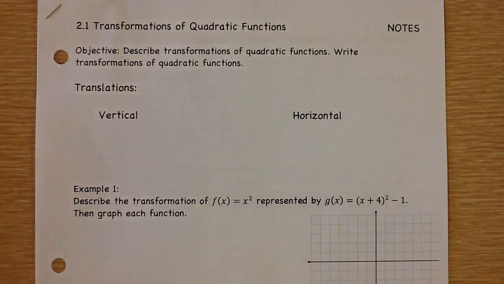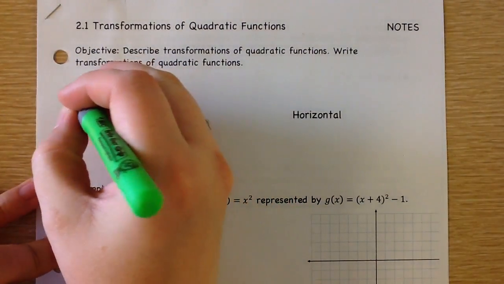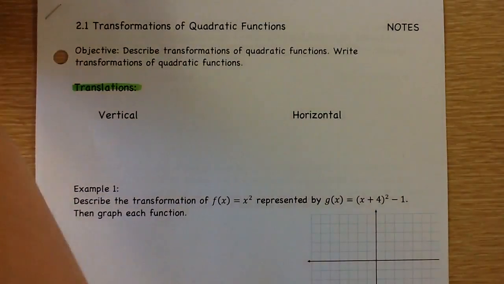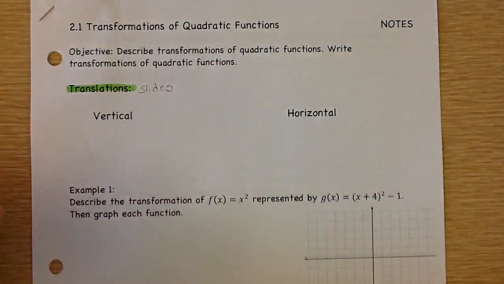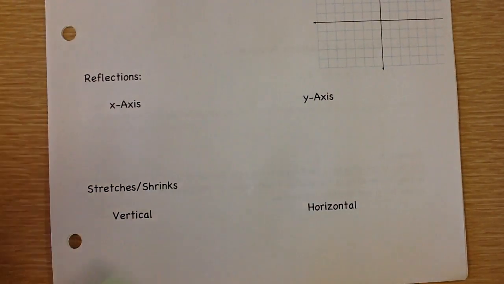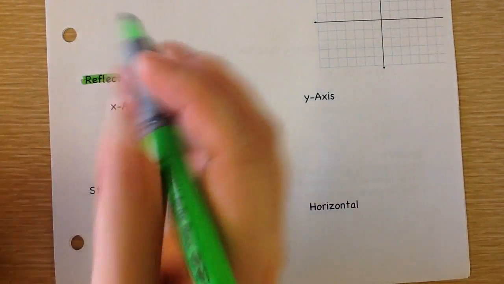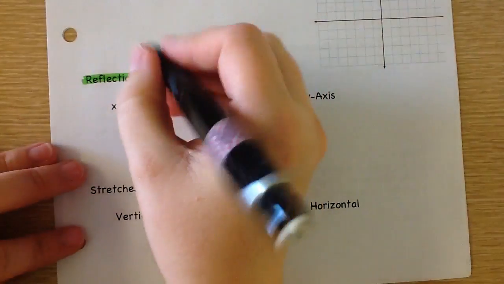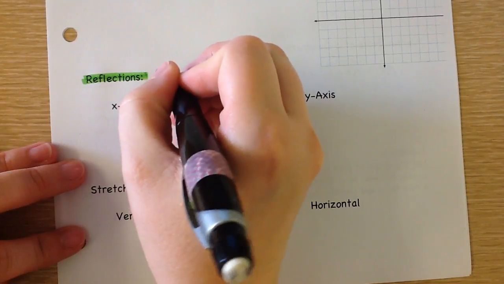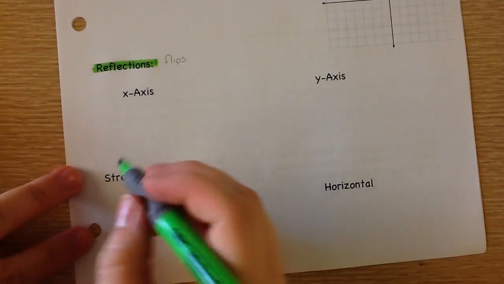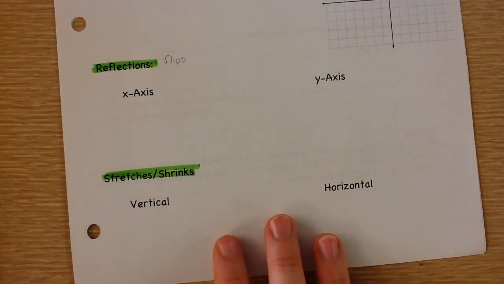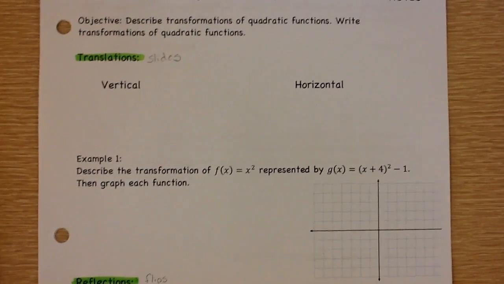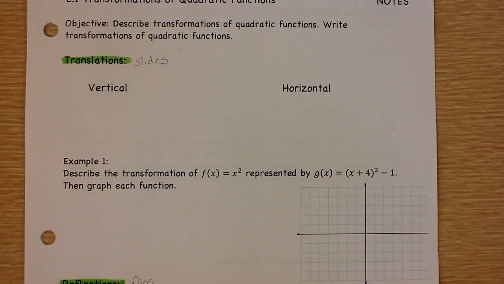Again, there are still 3 different types of transformations. We have our translations, a lot of times referred to as slides. Back in elementary, we referred to them as slides. Down here we have our reflections. Back in elementary school, those were referred to as flips. And then we have our stretches and our shrinks. There's no shorter word for stretch or shrink. So first of all, let's go over our translation rules.